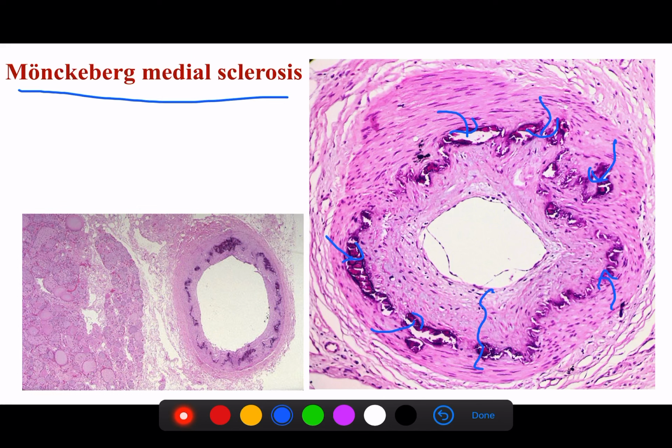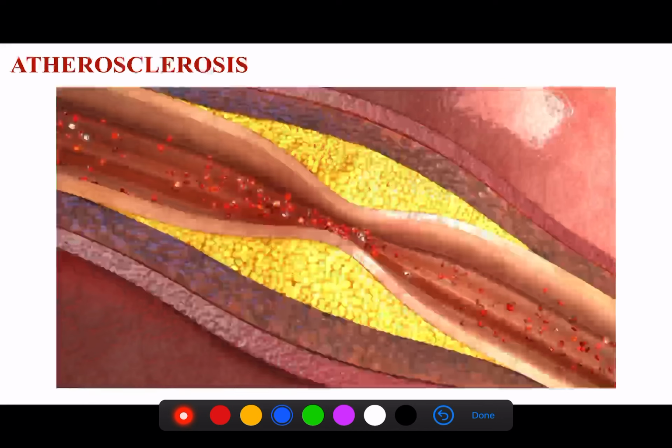This type of calcification, which type is it, metastatic or dystrophic calcification? The answer will be left to you. This type of calcification is related to age. So with age, the blood vessel becomes harder and harder.